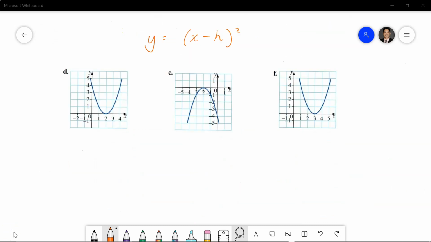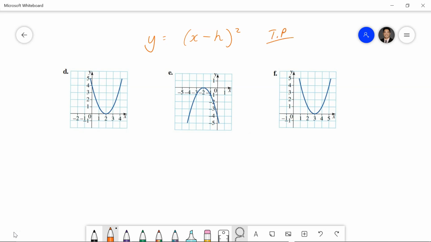Something else that I want to highlight are both the turning point as well as the axis of symmetry. What we can see when we shift things either left or right, again, positive h moves it to the left and a negative h moves it to the right. We can see that we have the axis of symmetry as 2. So axis of symmetry is x equals 2.